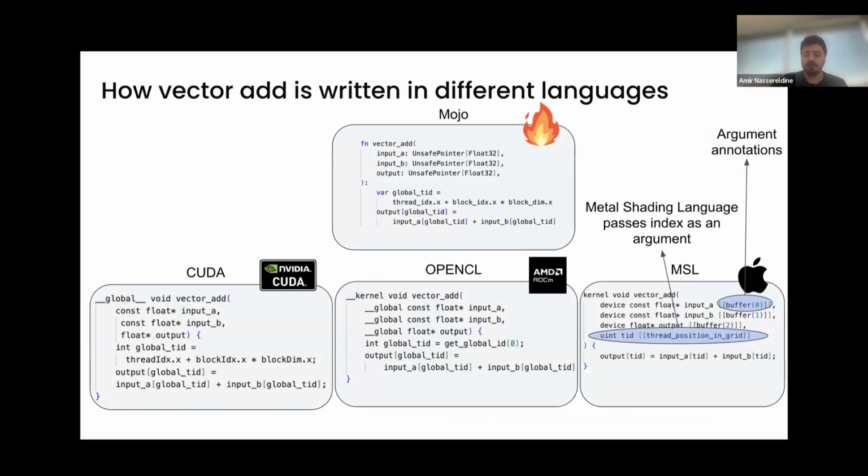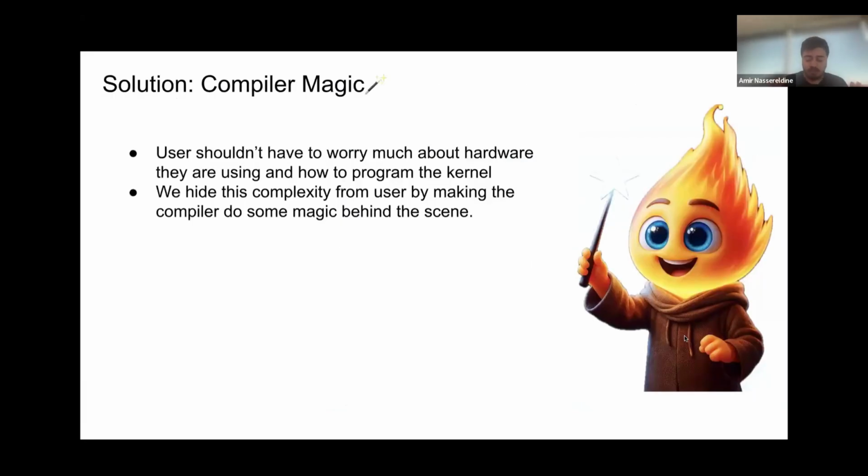We take the arguments in order. First one is buffer 0, buffer 1, and buffer 2. But what happens for this thread index, thread position and grid, basically? To handle it, we let the compiler do it. This is not something that a Mojo user should do or focus on. We wanted to remove all the complexity. The compiler is going to do it, and I'm going to reveal the secret for this magic.